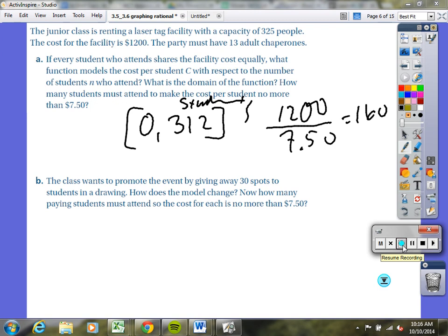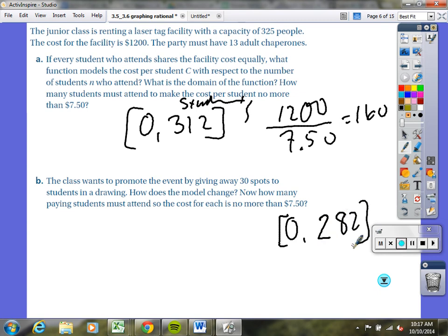The class wants to promote the event by giving away 30 spots to students in drawing. How does the model change? So now we subtract that. So now the number of students paying goes from anywhere from 0 to 82. So how many students, once again, now needs to be so that no more than $750. How many paying students? Again, it's about the same, right? Still need 160 students, even if we're doing that.